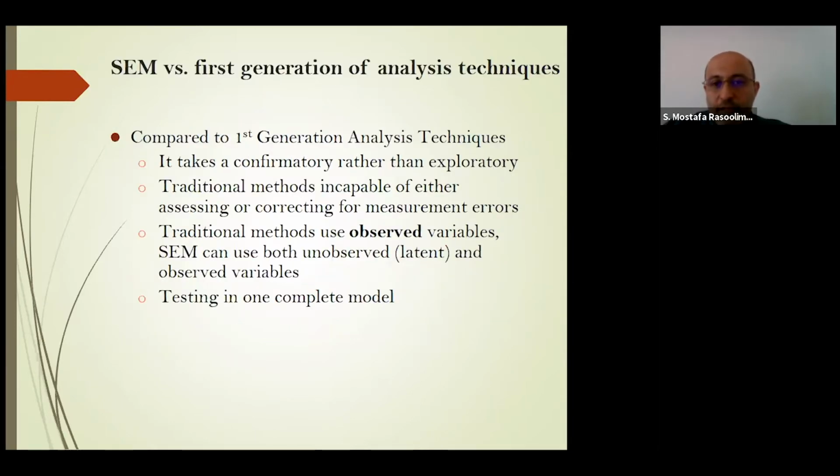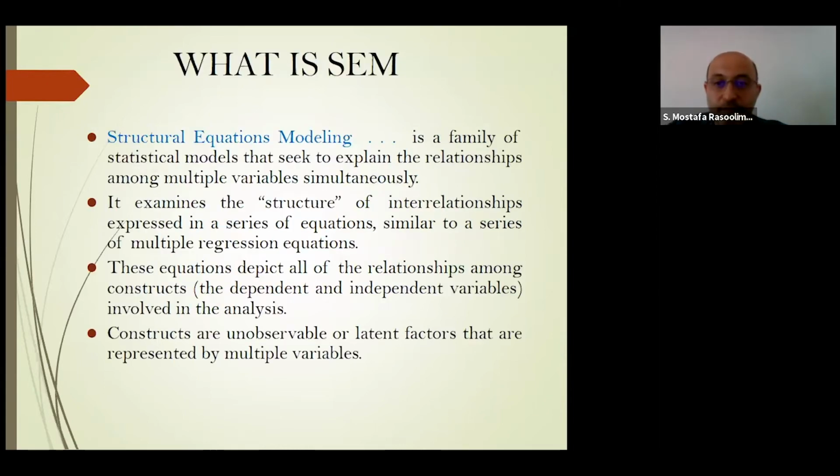So let's compare first generation and second generation. The traditional method, first generation, works with observed variables. And if we don't have observed variables, we create them. When we calculate community attachment, we create an observed variable based on the average of items. But using structural equation modeling, we need to understand some new concepts and new definitions, because definitions in structural equation modeling are a bit different from first generation.